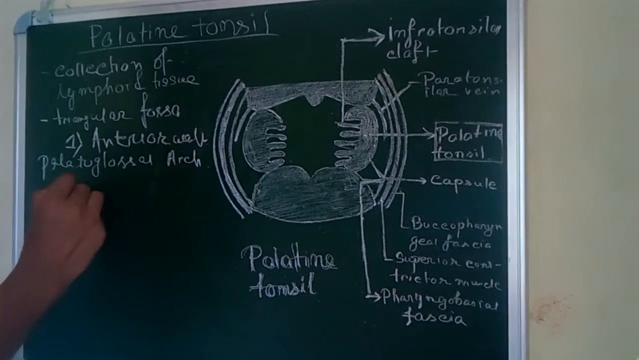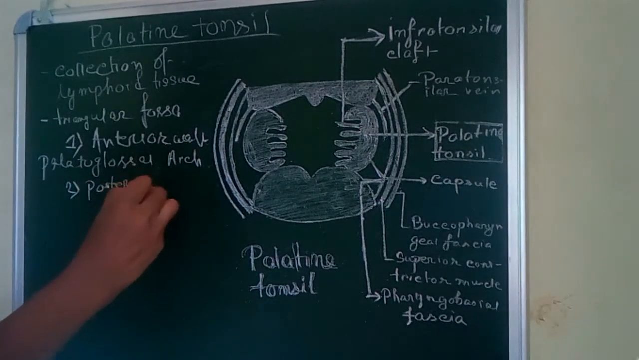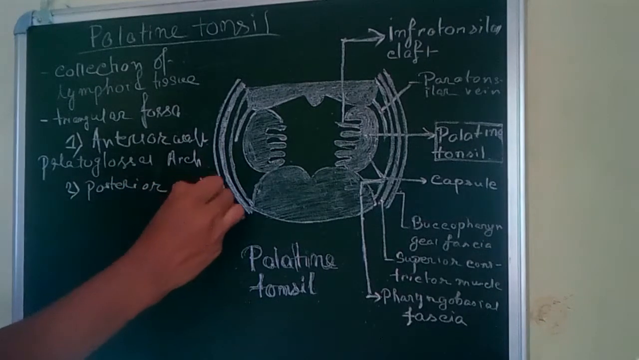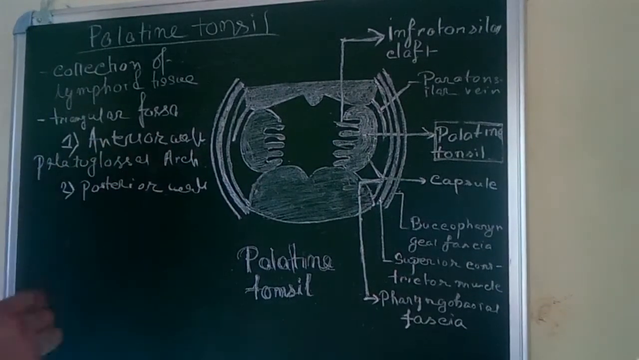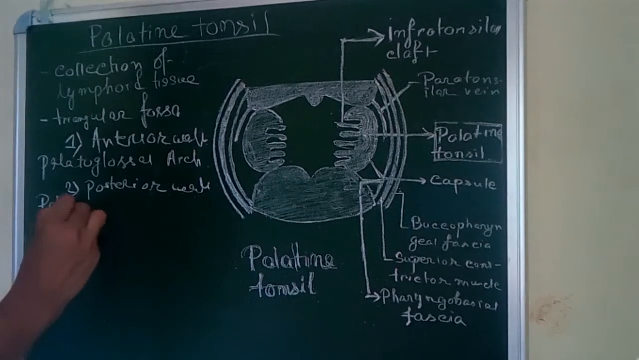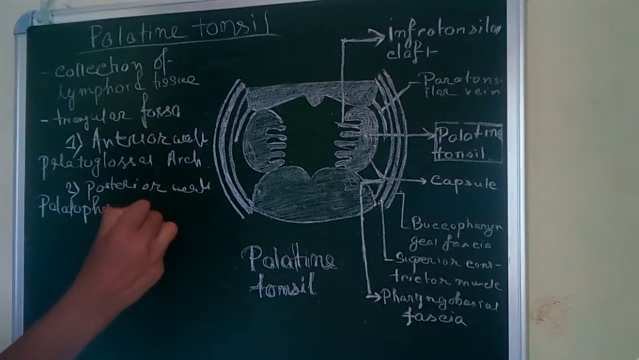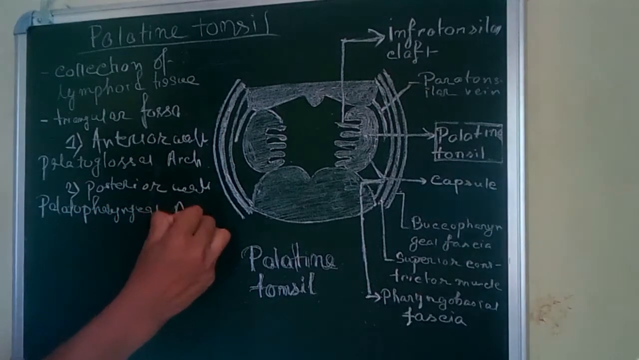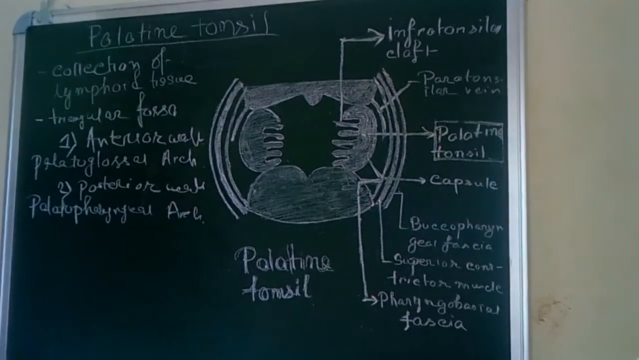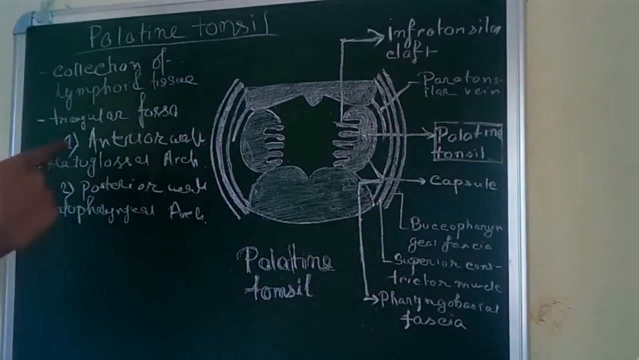Number two, the posterior wall. The anterior wall is formed by the palatoglossal arch, and the posterior wall is formed by the palatopharyngeal arch. The posterior wall is formed by the palatopharyngeal arch. This is the anterior wall, the palatoglossal arch.